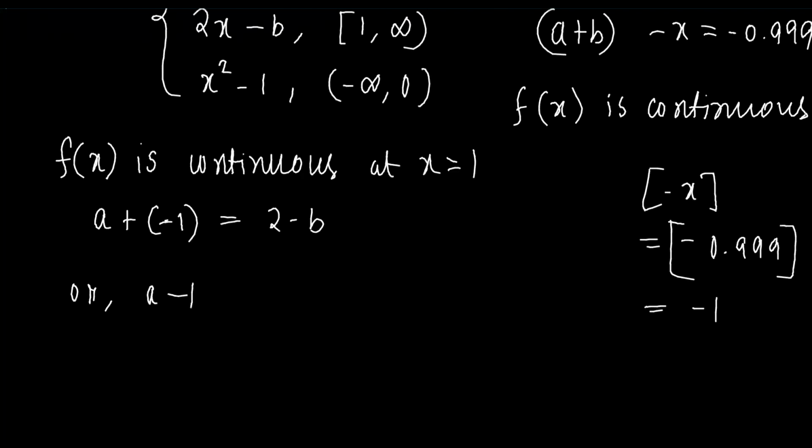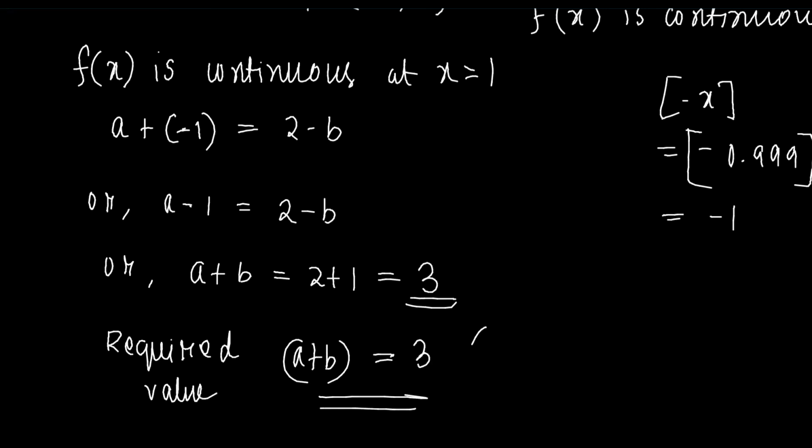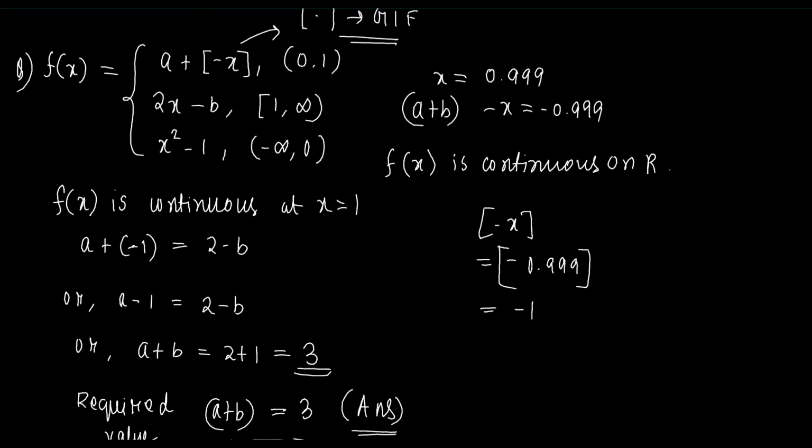That is a minus 1. We are getting a minus 1 equal to 2 minus b. So from this we will get a plus b equal to 2 plus 1, that is equal to 3. So we have got the required answer. This is a simple question given in JEE. The required value of a plus b is 3. So this is our final answer. Okay, this is a very simple question. We just have to calculate LHL and RHL, equate them, and we have got a plus b.